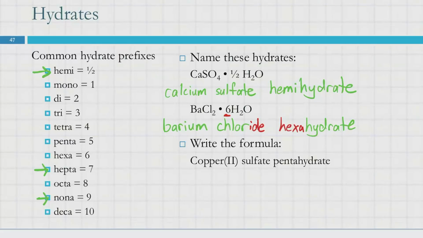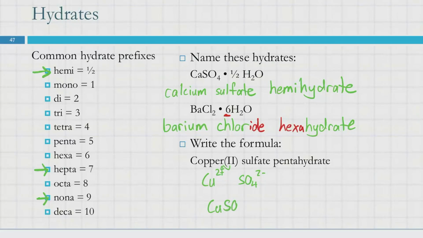And then let's try writing a formula. We've got copper(II) sulfate pentahydrate. What's the symbol for copper? Copper is Cu. What charge does Cu have? Yeah, it's a 2 plus. The charge was specified in the name. And what's sulfate? It's SO4, and it's got a 2 minus. So hopefully we can see we've got a 2 plus, we got a 2 minus. Put them together, they're already balancing each other out, so it's a 1-to-1.